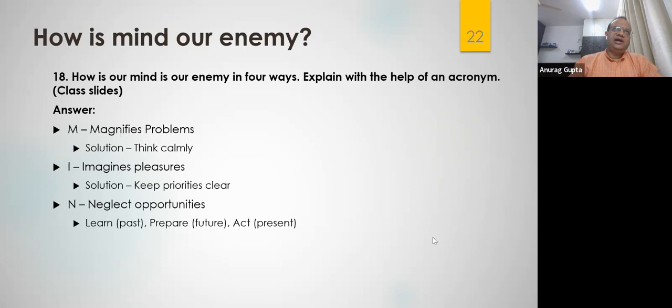In order to advance in our life, in spiritual life, there are many opportunities. So we should not neglect these opportunities. Generally, what happens is the mind keeps on thinking that in the past this opportunity came, but again this was the problem, that was the problem. So it will continue to lament about the past, and then for the future, whenever you have to do something, it will postpone it to the future.